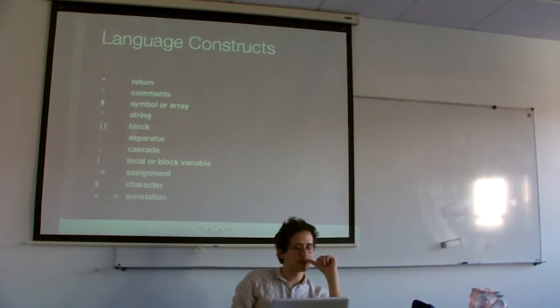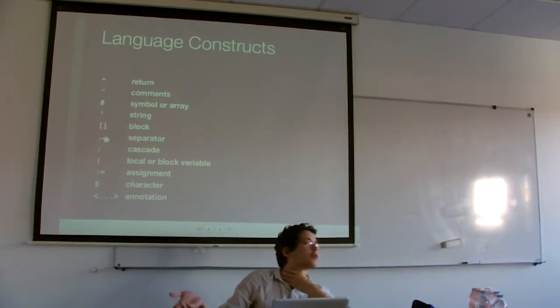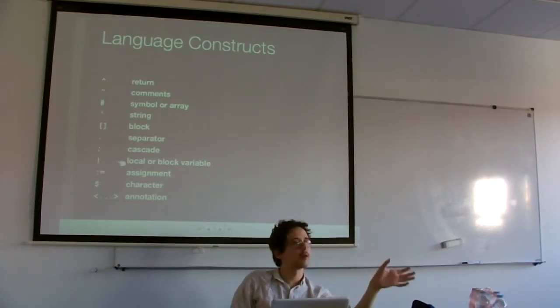That's for blocks. That's the expression separator. Like the semicolon in Java, you put it between expressions. You don't have to put it after the last expression. This will be a separator like in Pascal. That's a cascade. That's a pipe for declaring temporaries, either inside a block or for a method.